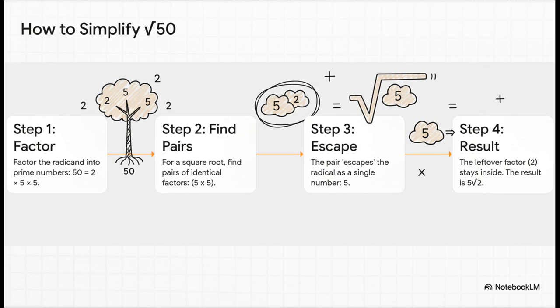Step 2. Since this is a square root, we're looking for pairs. And look, we've got a pair of 5s. Step 3. For every pair you find inside, one of them gets to escape and go to the outside of the radical. Step 4, what's left over? That lonely 2? It's stuck inside. So the result? The square root of 50 is the same thing as 5 times the square root of 2.